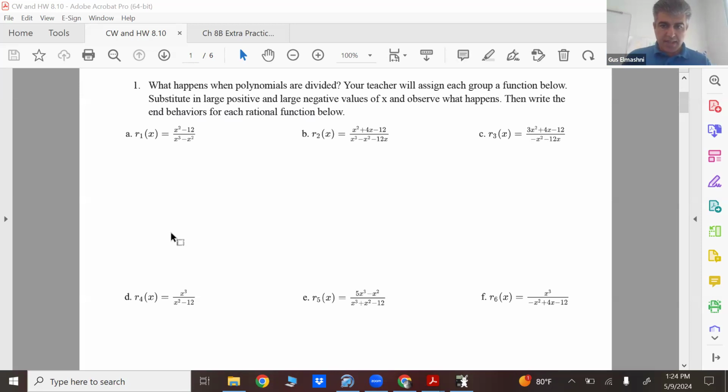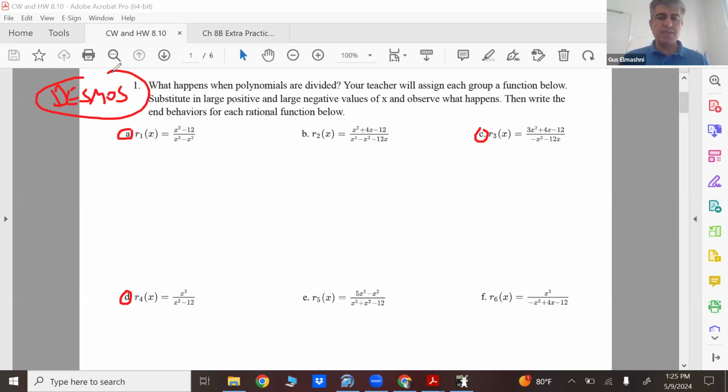C, and D. Sorry, A, C, and D. Let me do this for A, C, and D. And then we can draw a conjecture for the ones we do not do. Okay, and we're going to use Desmos. Desmos will be our best friend here.